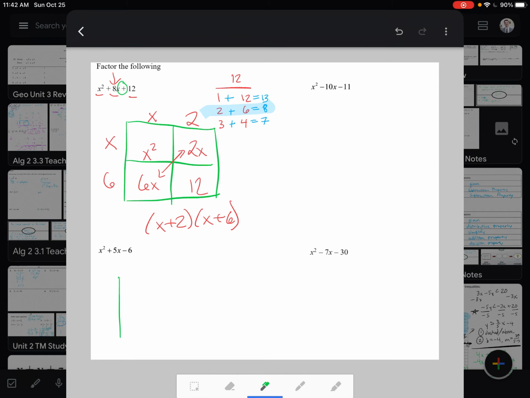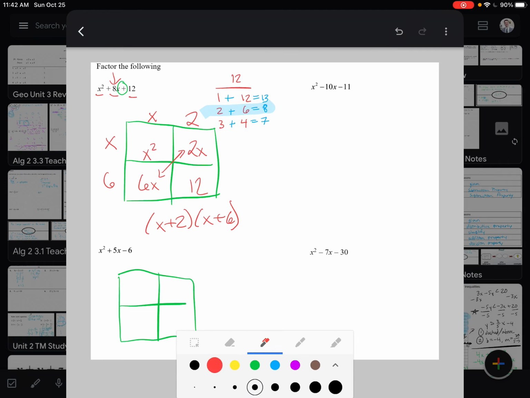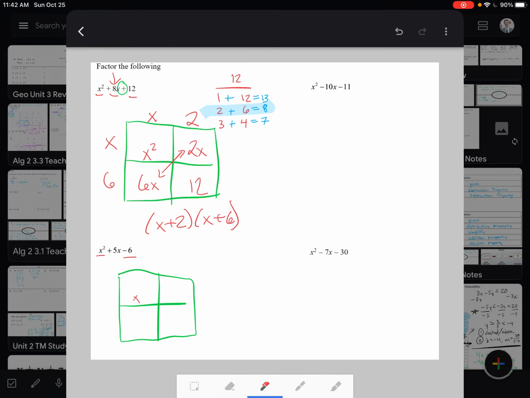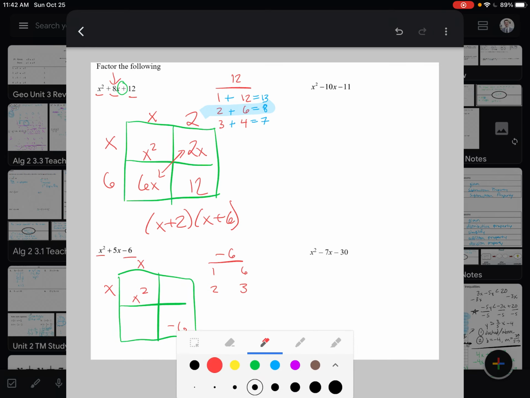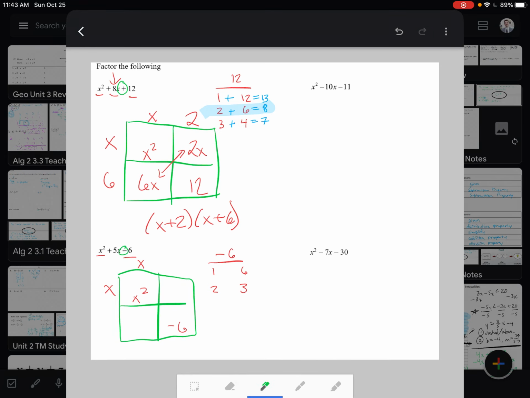All right, let's do an additional example here. We'll do it on the bottom left. Again, always, always, always the first thing you're going to do, first and last, x squared and minus 6. Again, x squared in the top corner means we know we have our x and our x here. And then finally, we have our negative 6. So 1 and 6, 2 and 3 are the only answers.